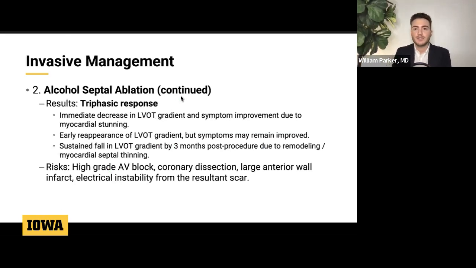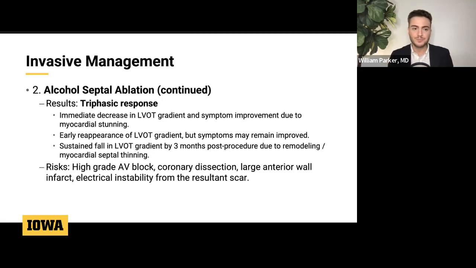Patients have a triphasic response to this therapy. Immediately, within minutes, there is a decrease in LVOT gradient and symptomatic improvement within minutes to hours. This is due to myocardial stunning from essentially just having taken a shot. You do get early reappearance of some LVOT gradient, but symptoms may actually remain improved, as it just recovers from myocardial stunning. And then you finally get a sustained fall in LVOT gradient by around 3 months post-procedure due to the remodeling and myocardial septal thinning.